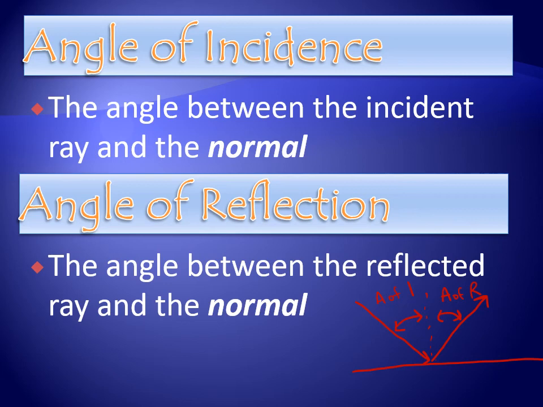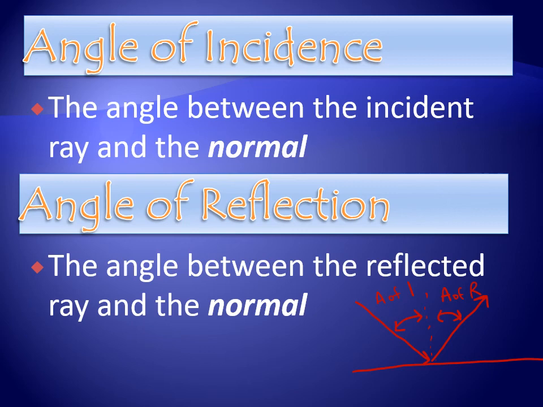Okay, it is not the entire angle. It's from the normal to the reflected ray or from the normal to the incident ray. Okay. Very important that you draw that normal line perpendicular to your mirror. That way you can measure your angle of incidence and your angle of reflection properly.